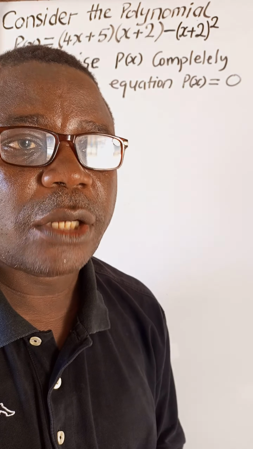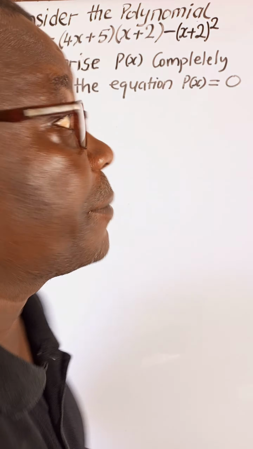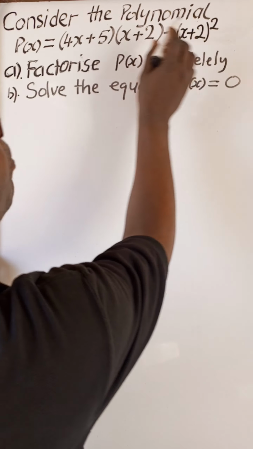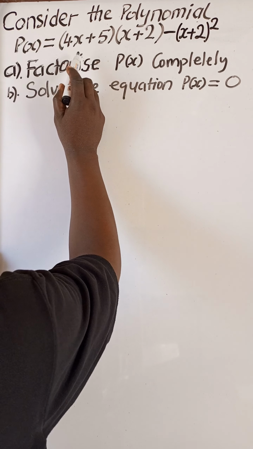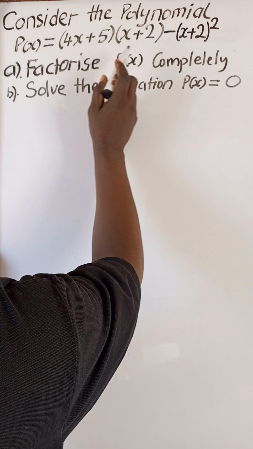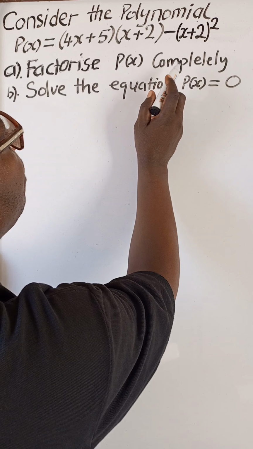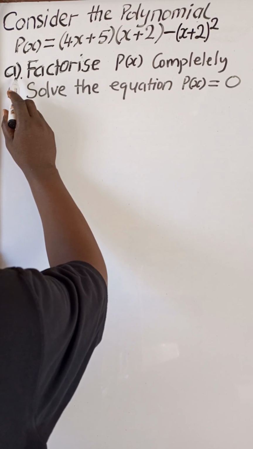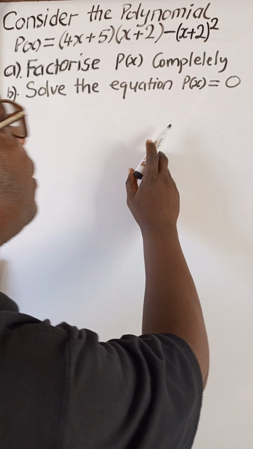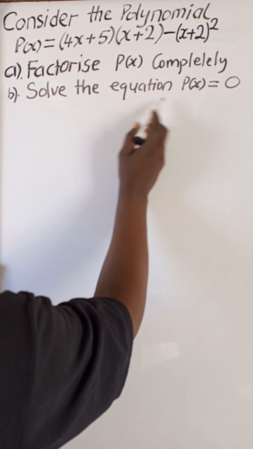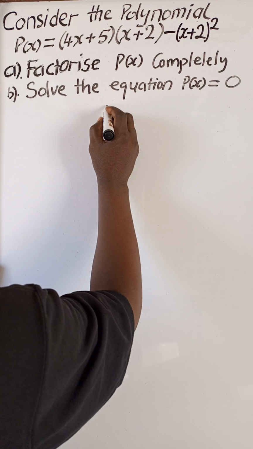Hi, let's look at this other question on polynomials again. Consider the polynomial p of x is equal to (4x + 5)(x + 2) minus (x + 2) all of that squared. A. Factorize p of x completely. B. Solve the equation p of x equals 0.